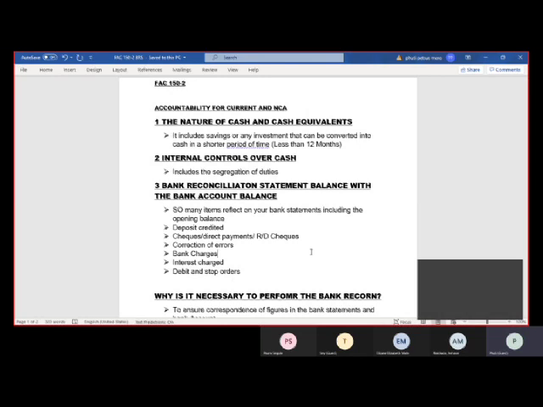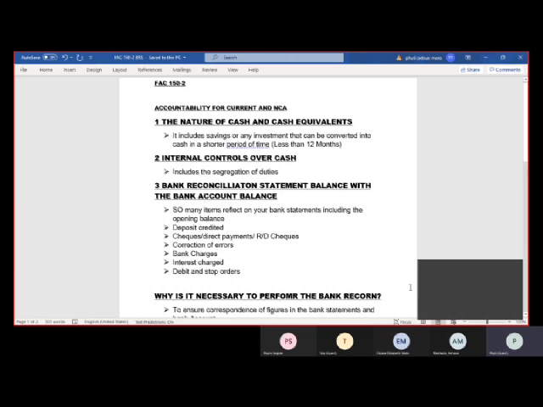Okay, let's look at the bank reconciliation statement balance with the bank account balance. There are so many items that reflect on your bank statement, which include your opening balance, the deposited credits, checks or direct payments, or the refer to drawer checks. We'll correct the errors. We've got the bank charges, the interest charges, and then the dividend stop orders. I'm sure all of you are familiar with this.